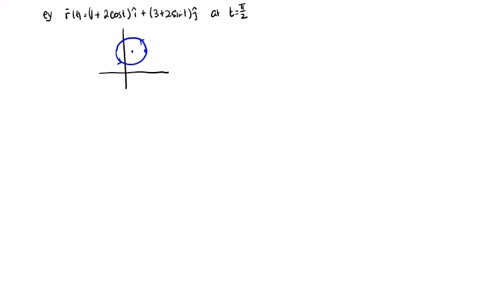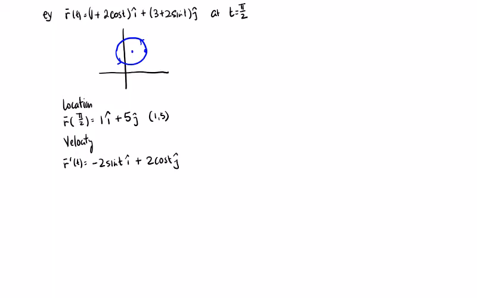So again, let's run down the line. Let's say location. You could probably guess where it's at, just from the picture. So cosine of pi over 2 is 0, so I get 1i. Sine of pi over 2 is 1, so I get 3 plus 2 is 5. That is at the very top. That is 1, 5. The velocity. Take the derivative. Derivative of cosine is negative sine. Derivative of sine is cosine, so we get 2 cosine t. Plug in the point. Sine of pi over 2 is 1, so I get negative 2i and 0j.